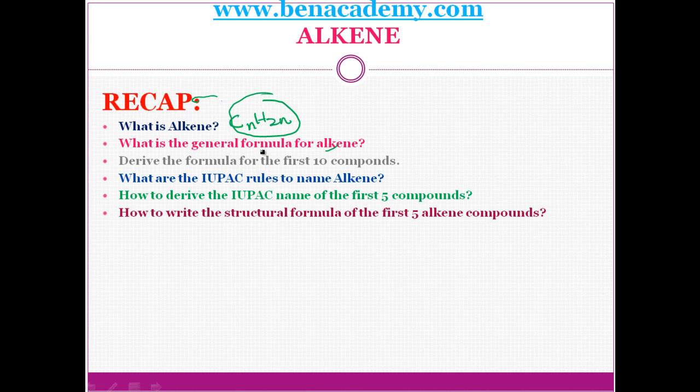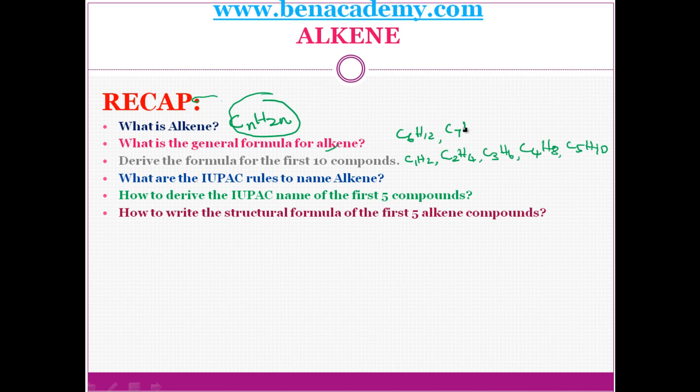That is CnH2n. So derive the formula of the first 10 compounds. See, if the number of carbons is 1, then the formula will be C1H2. If the number of carbons are 2, C2, 2 times 2 is 4. If the number of carbons are 3, it is C3H6. If the number of carbons are 4, it is C4H8. If the number of carbons are 5, it is C5H10. If the number of carbons are 6, 2 times 6 is 12.